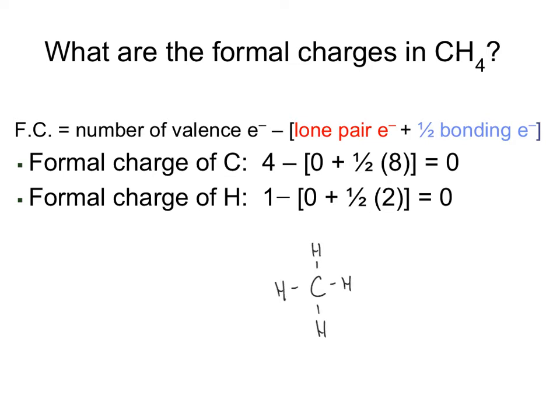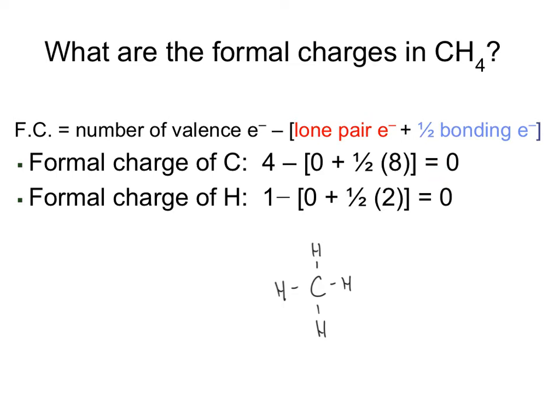And so the formal charge on the carbon atom, we have no lone pairs around carbon. All we have are our bonding electrons. Carbon has 4 valence electrons. It has 2, 4, 6, 8 bonding electrons around it. And so 4 minus 0, half times 8 is 4. 4 minus 4 is 0.